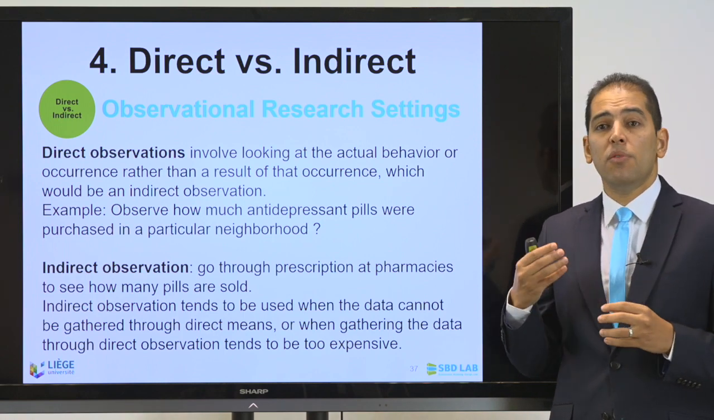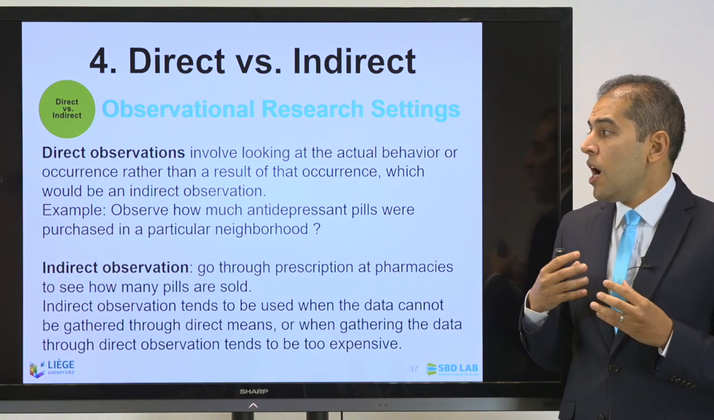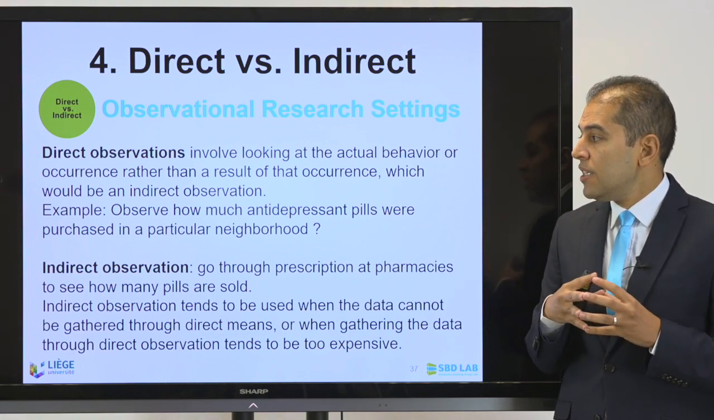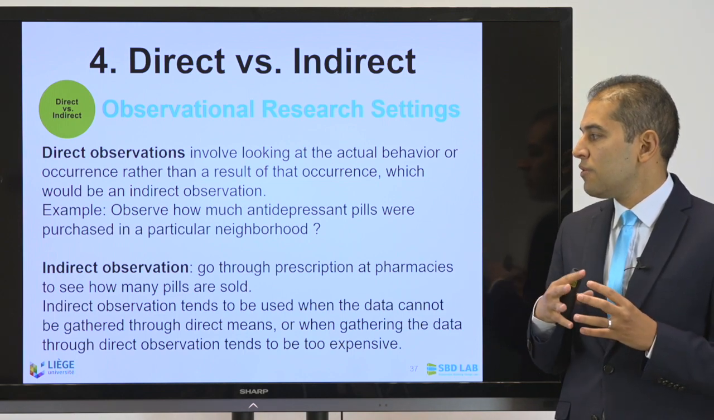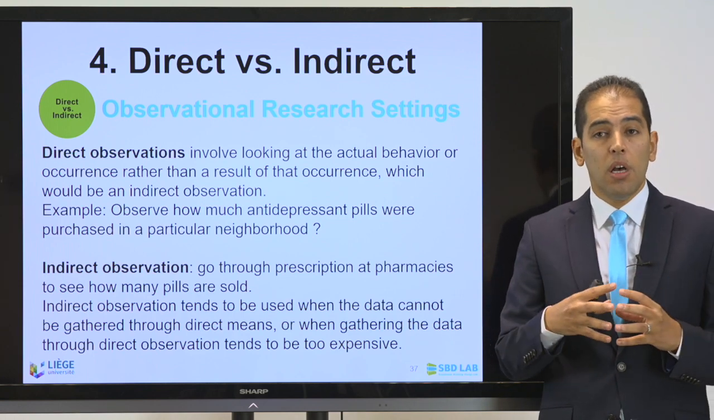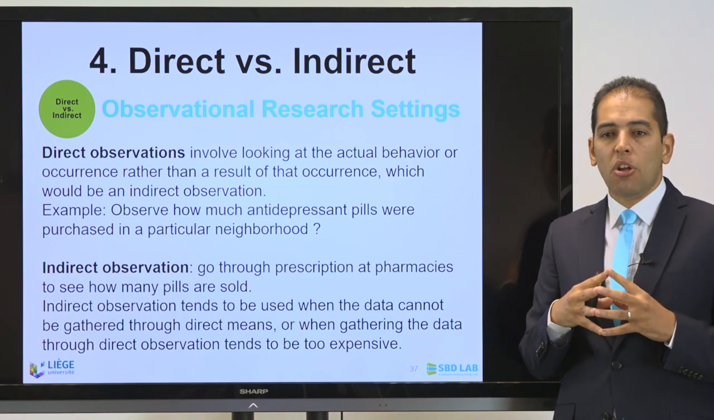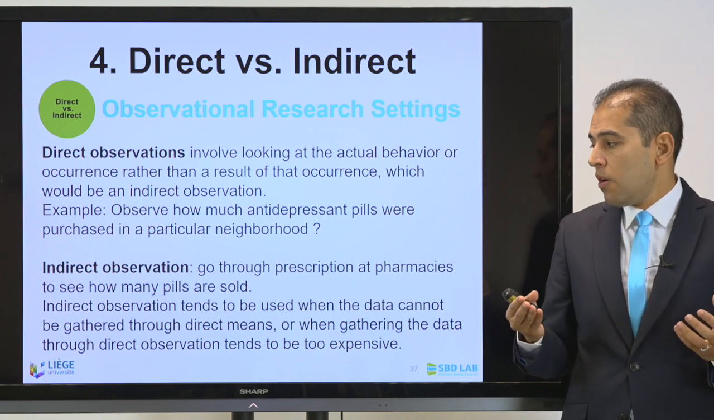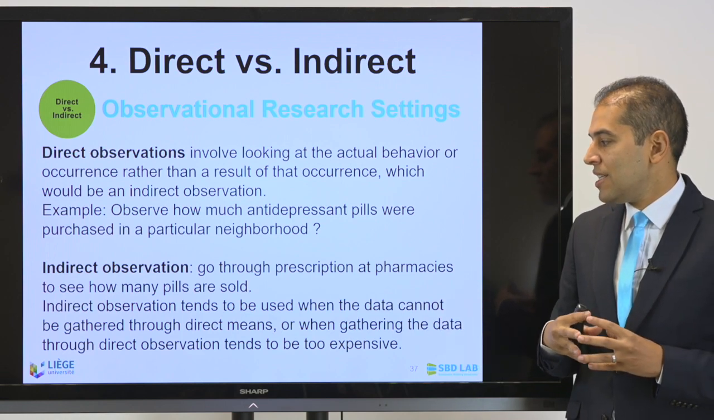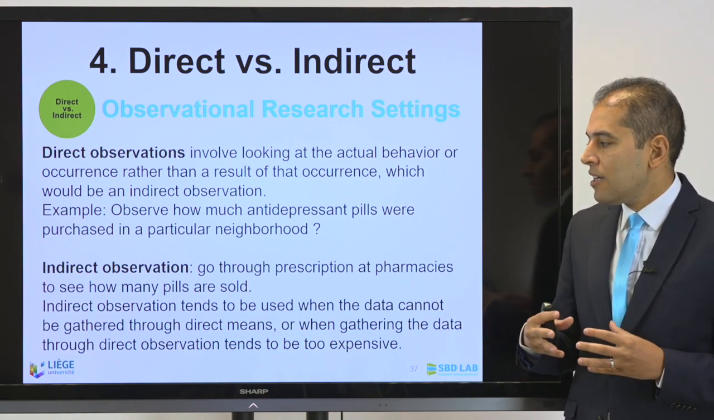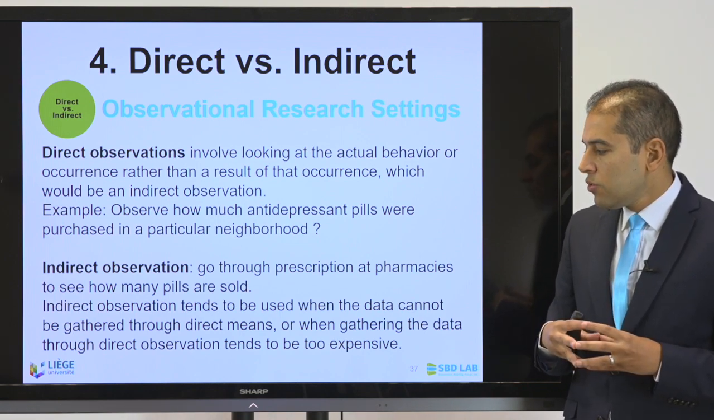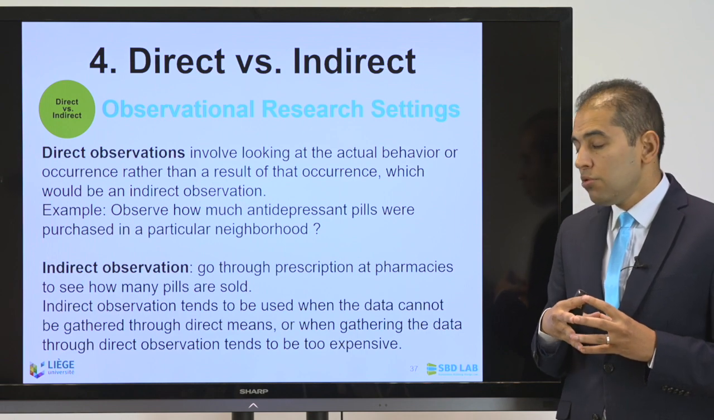Direct observations involve looking at the actual behavior or occurrence rather than a result of that occurrence, which would be indirect observation. An example can be observing how much antidepressant pills were purchased in a particular neighborhood. With indirect observation, we go through prescriptions at pharmacies to see how many pills are sold. So indirect observations tend to be used when the data cannot be gathered through direct means, or when gathering the data through direct observation tends to be too expensive.